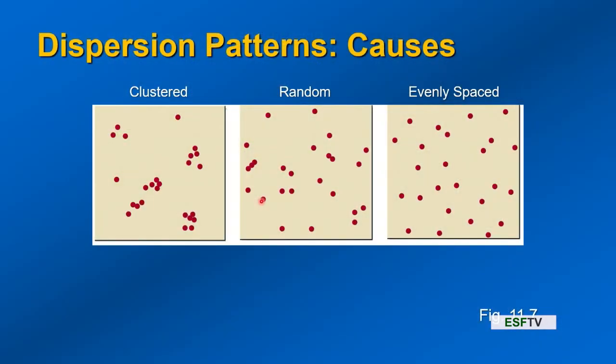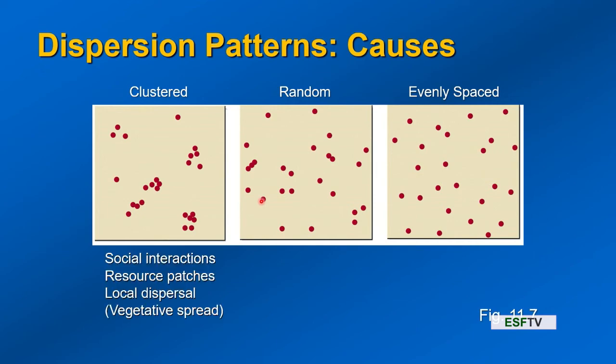Here is a cartoon from 11.7, showing the clustered, random, and evenly spaced. And I want to give you the mechanisms or causes behind these three. I've already given you some hints on some of these, but now we'll have it written. So the clustered one, this happens when you have social interactions.